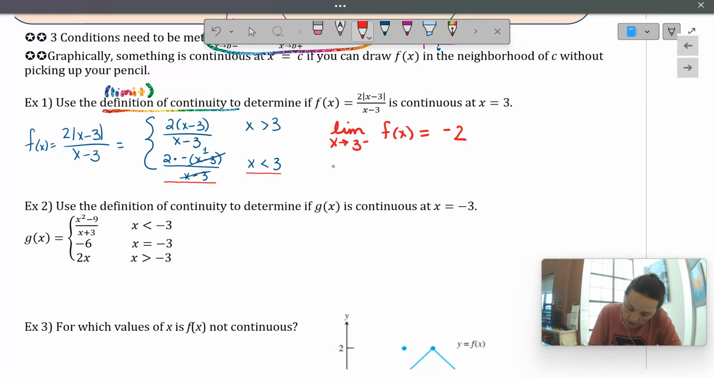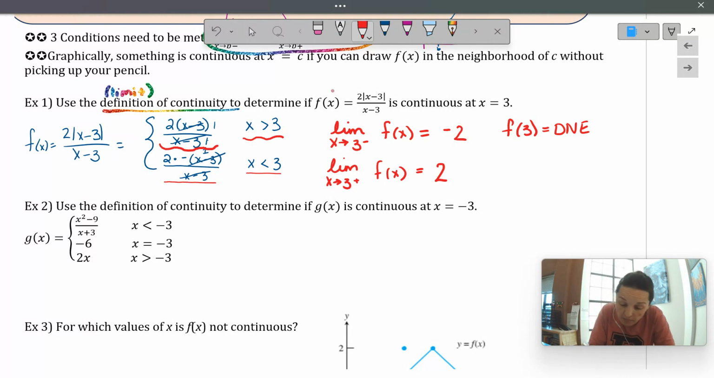Now if I take the limit as x approaches 3 from the right of f of x, that's when x is greater than 3, which means I'd plug into here. These cancel and divide to 1, so that's 2 times 1 over 1. That's 2. And then f of 3 does not exist, because if I plug 3 into here, my denominator is going to be 0. So f of 3 doesn't exist, or you can write f of 3 as undefined.